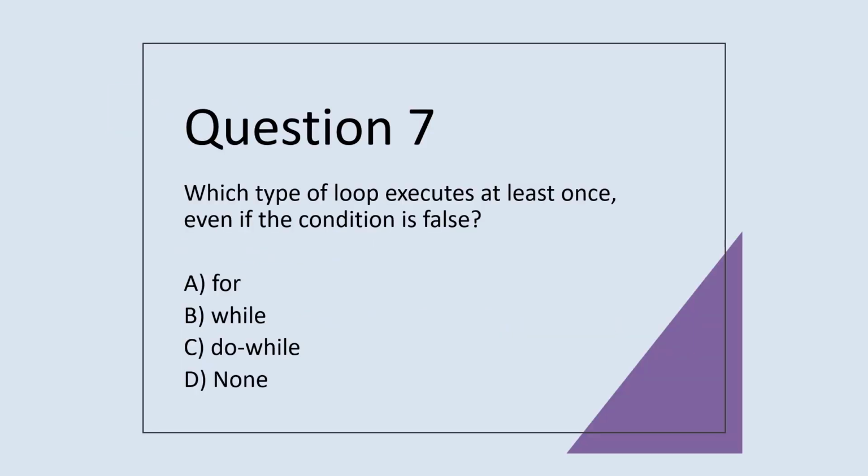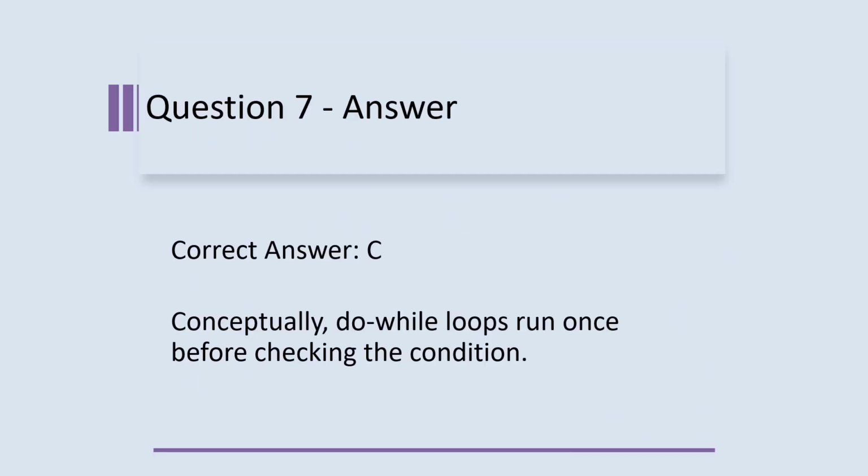Question 7. Which loop executes at least once even if the condition is false? A: for. B: while. C: do while. D: none. Correct answer C. Python does not have a native do while loop, but conceptually it runs once before checking the condition.